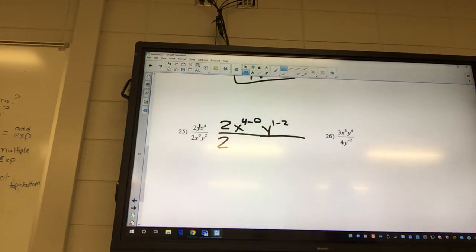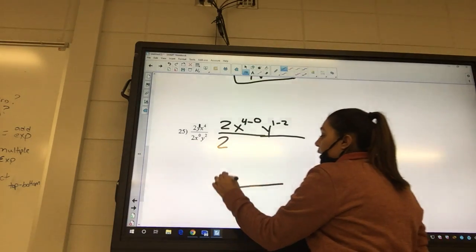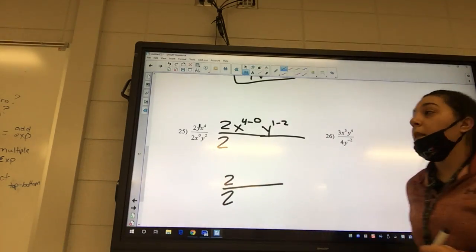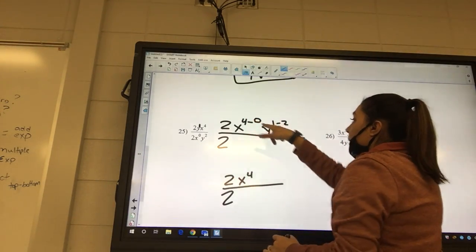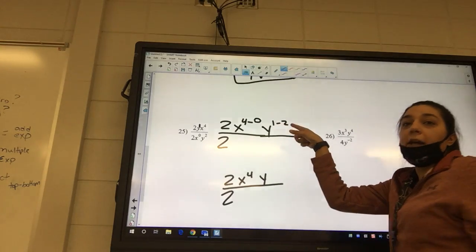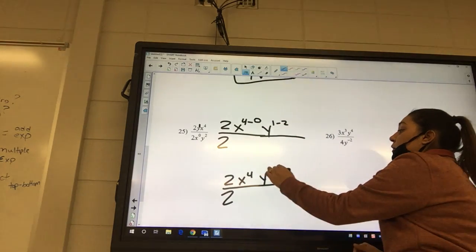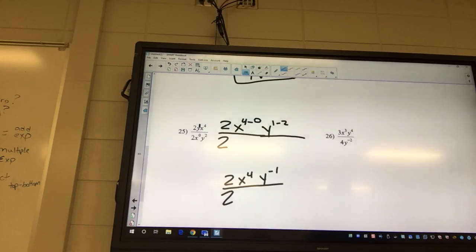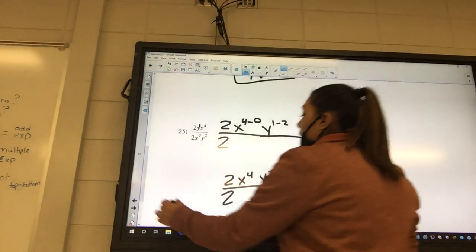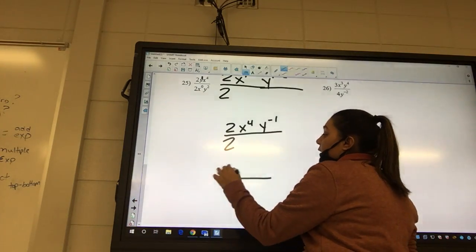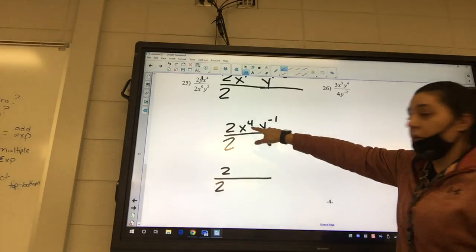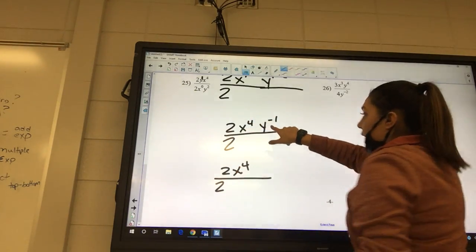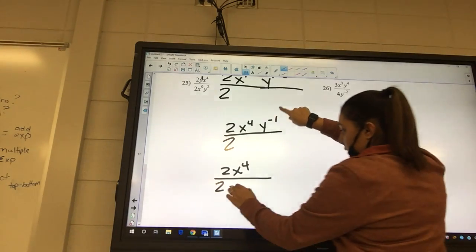Okay, so we can draw our bar again, and we're going to have 2 and 2. 4 minus 0 is 4. For y, you're going to have 1 minus 2, which is -1. Where do negatives go? The bottom. So most everything's going to stay the same. We've got 2 and 2. The x to the 4th, does it need to be moved? No. The y to the -1 needs to go on the bottom.